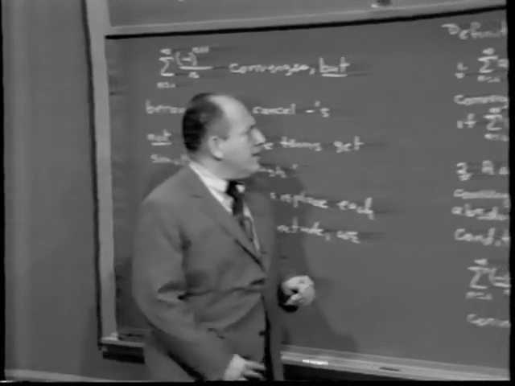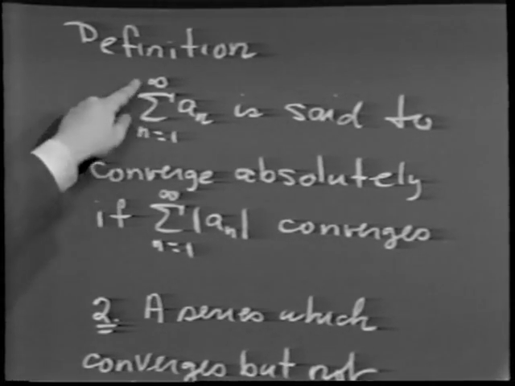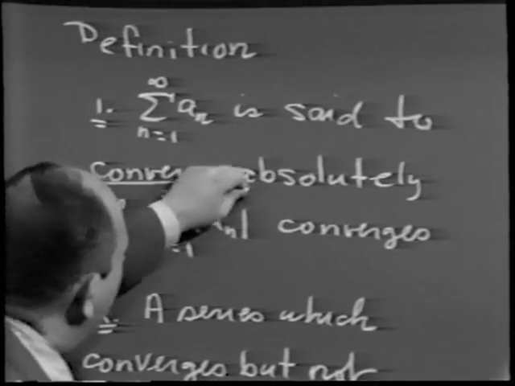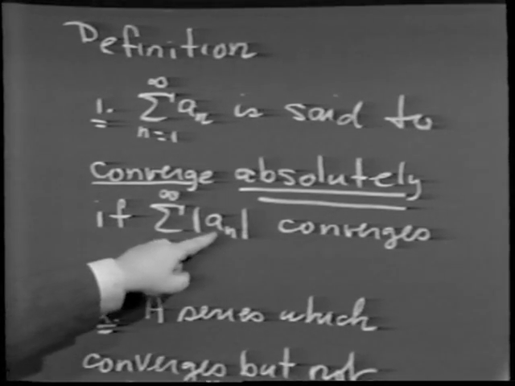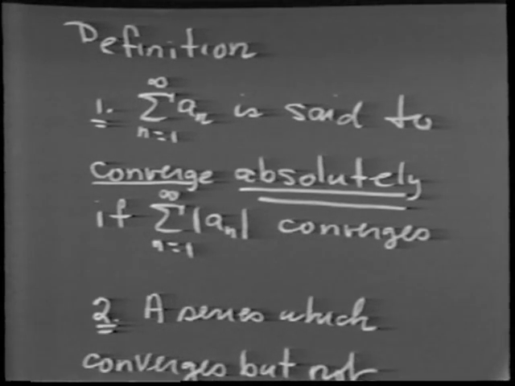Okay, let me state a definition. The definition is simply this. The series, summation n goes from 1 to infinity of a sub n, is said to converge absolutely if the series that you get by replacing each term by its magnitude converges.